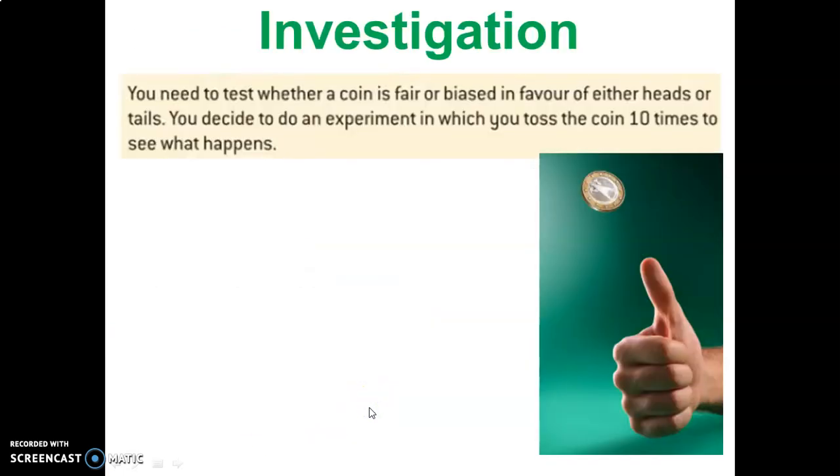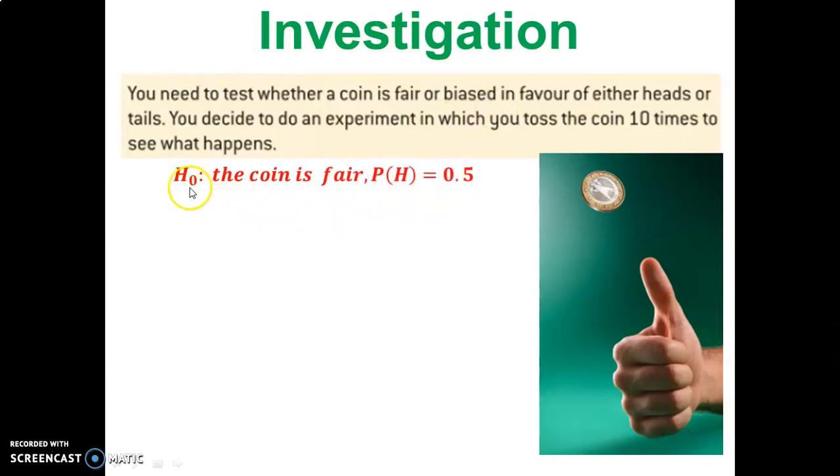So let's do this investigation to start. We want to test whether a coin is fair or biased. In other words, does it come up heads, tails 50% of the time, or does it come up with one of them more often than another? That would be a biased coin, one that does not produce a 50-50 chance. So we decide to do an experiment in which we toss the coin 10 times to see what happens.